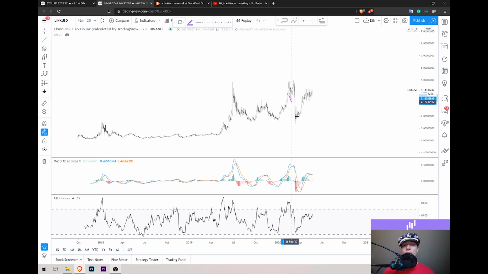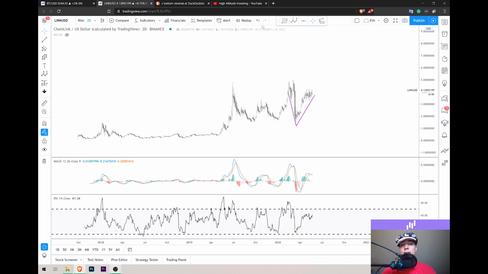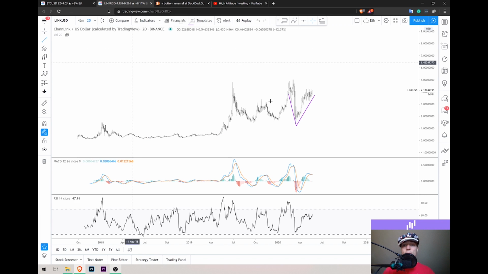So what I'm seeing right here is just this big old V, this nice V bottom reversal or V continuation pattern. And I really like to see this pattern because it's one of the patterns that has a really high probability of playing out. And you can actually measure the target of the pattern by measuring the low to the peak and going where it breaks out, and that will give you your first target.